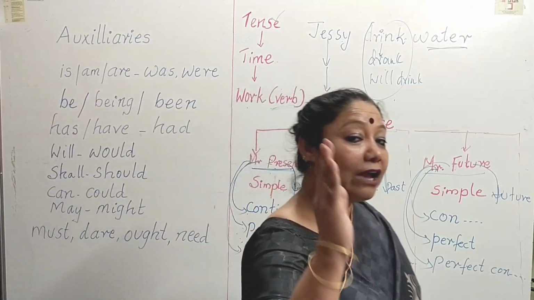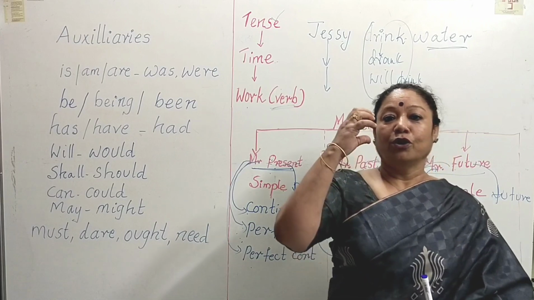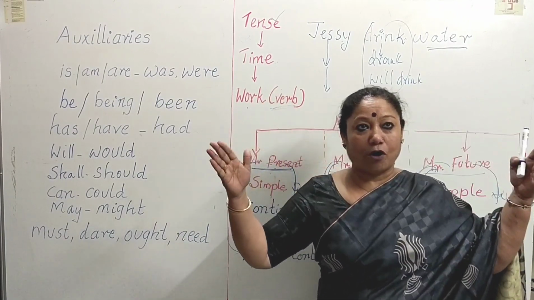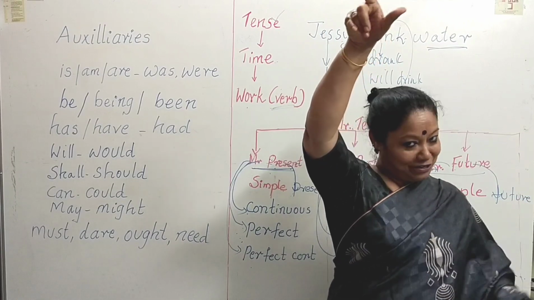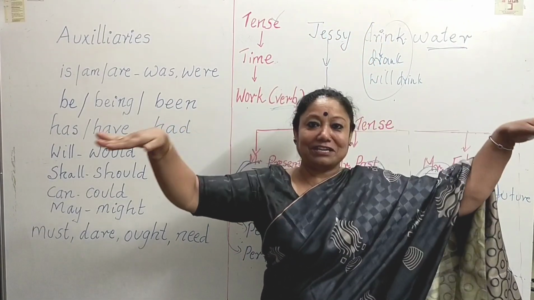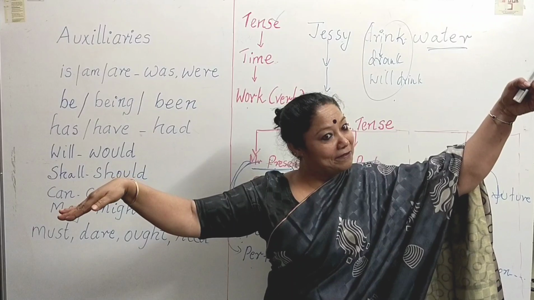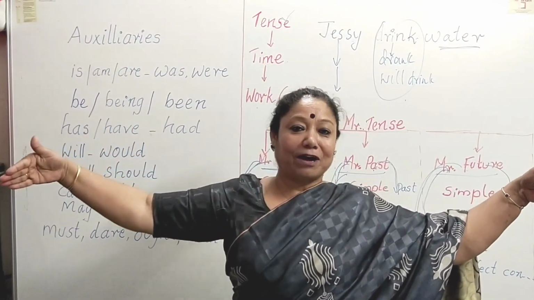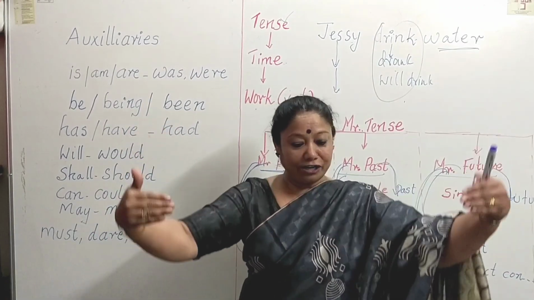I want every one of you to learn it by heart. The table should be just like a picture. Mr. Tense sitting in front. Then all his 3 sons, that is Mr. Present, Mr. Past and Mr. Future. And then come all their sons.